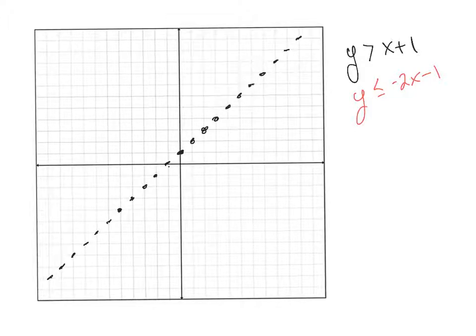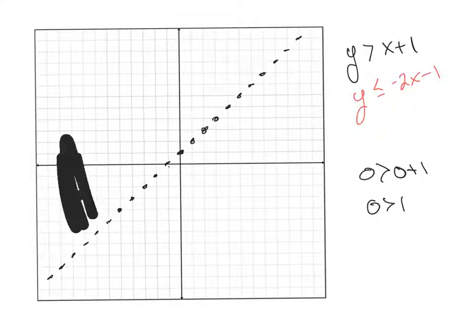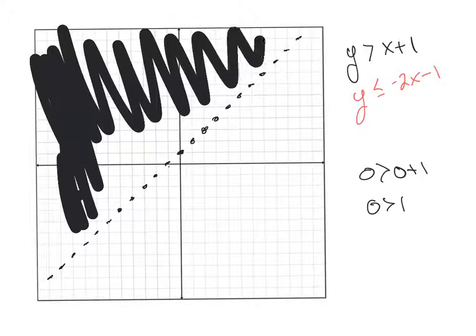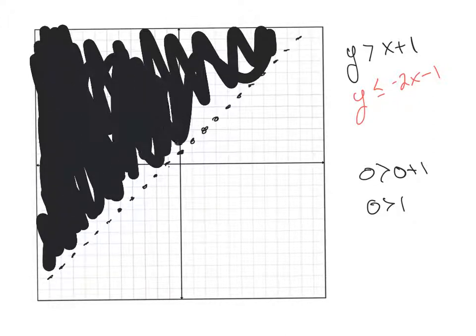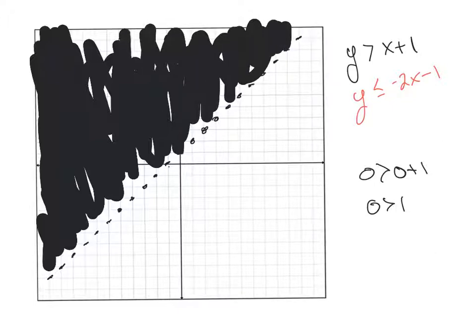And we check to see if 0, 0 works. So let's see, 0 greater than 0 plus 1 is 0 greater than 1? It's not. So we're going to shade the other side, which is up here. So that's the side of the graph we're shading. As you can see, I'm shading it pretty darkly. All right. Now we have to do the other equation.